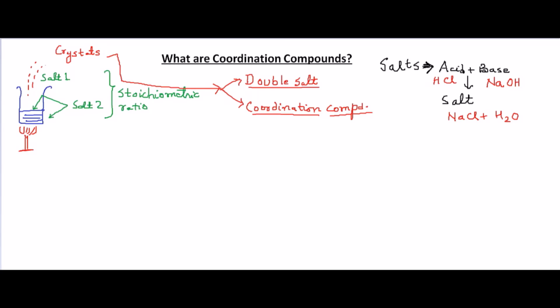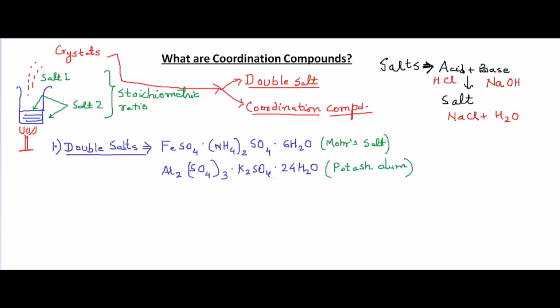So let's just deal with the double salts first. Let's know what these double salts are. We have written the names of two salts. The first one is Mohr's salt and the second one is potash alum. About these kinds of salts you must have learned in your previous classes. So that's a double salt.